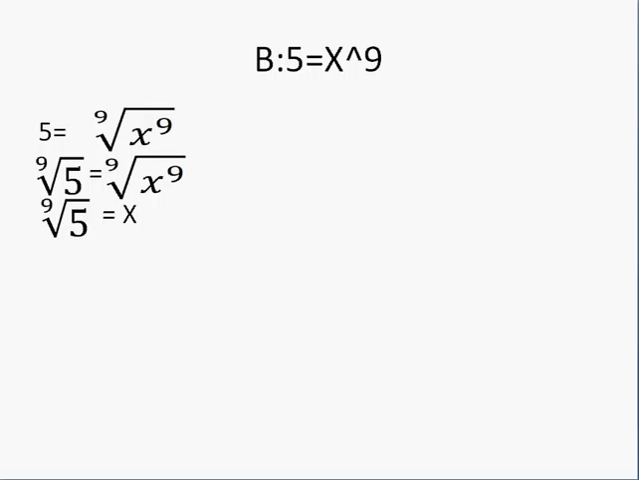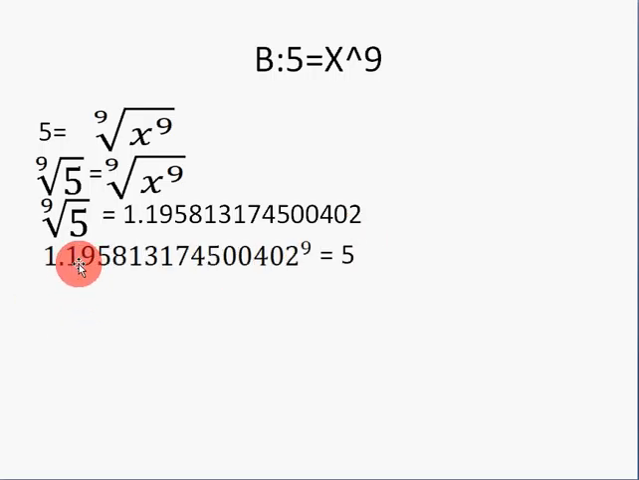After that, you go on your calculator and find what the ninth root of 5 is, and it's equal to 1.195813174500402. So that's the ninth root of 5. That means that 1.195813174500402 to the power of 9 is equal to 5. So your x is this right here.